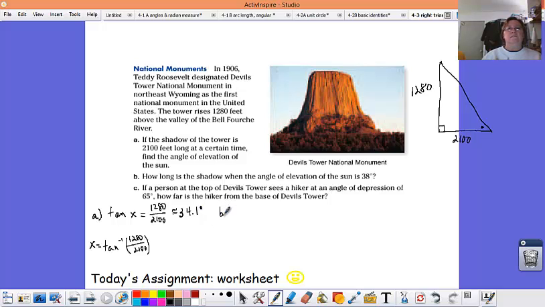Good. The next question, B, asks us to use the same thing. How long is the shadow when the angle of elevation is 38? So now we know different stuff about it. One thing is true. The height of the rock formation is not changed. We want the shadow when the angle is 38 degrees. So opposite and adjacent, this is another tangent problem. The tangent of 38 will equal 1,280 over x. Variables on the bottom, that's a divide problem. So x will equal the number 1,280 divided by the trig dealy, tan 38.